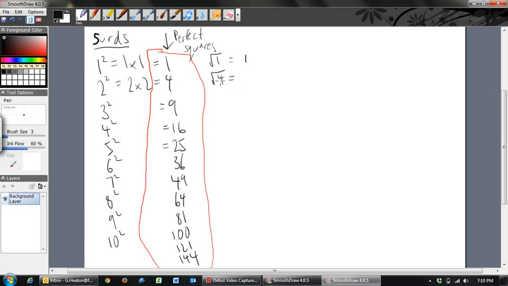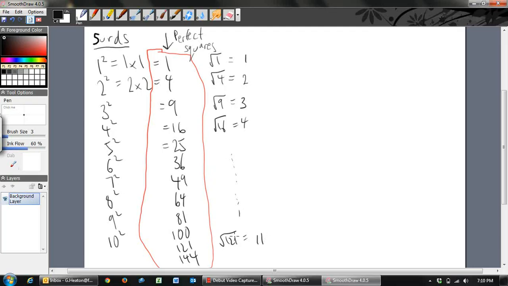What's the square root of 4? Square root of 4, what number do you have to multiply by itself to get 4 is 2. So it's just the opposite of this process that we did, the square root. 9, what's the square root of 9? It's 3, because it's 3 times 3. What's the square root of 16? 4, etc, etc, etc. So that's what we're talking about.